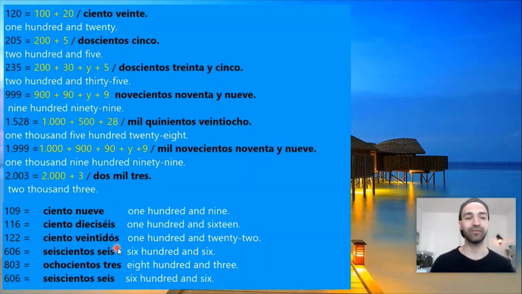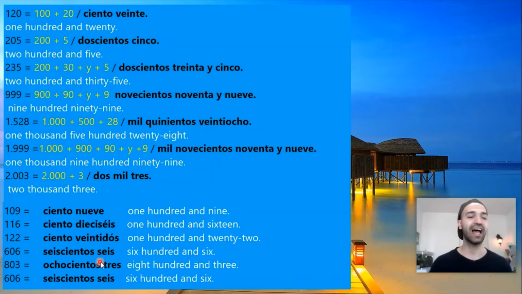Remember, from 20 to 30, we read the numbers in a single word, one word. 20, 21, 22, 23, 24, 25, 26, 27, 28, 29, 30. Now, after 30, we read the numbers separately in two words. 31, 32, 33, 34, etc. How can we read this number? 606.